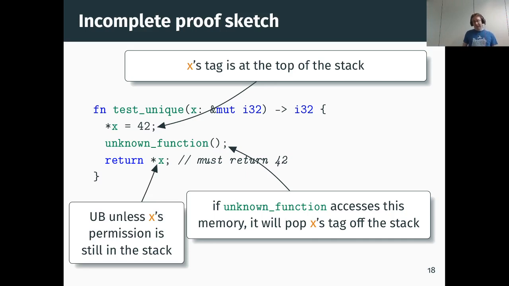Finally, when we read X again, we may assume that X's tag is still in the stack, because we have a program that doesn't have undefined behavior. But that means that no other pointer could have been used because, as we just discussed, using any other pointer would have removed X from the stack. And so the unknown function can't access that memory, and so it still has to contain 42. There's a slight twist here that I didn't get into. For the full details of this, you can check our POPL paper.